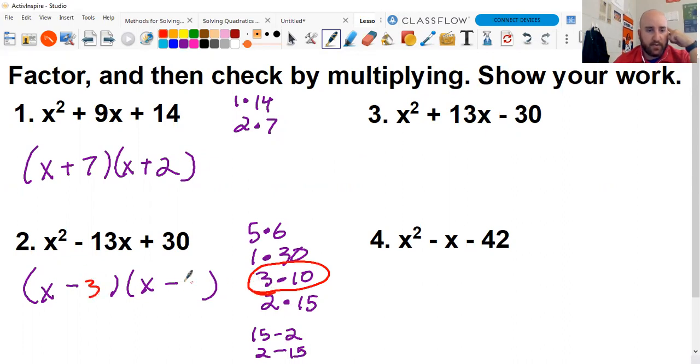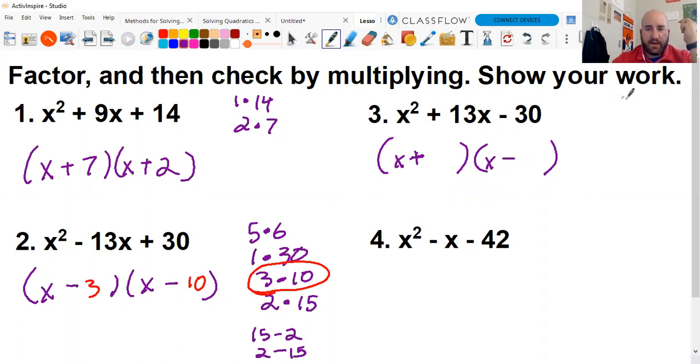Again, I could do 3 and 10 or 10 and 3. Doesn't matter. Negative 3 times negative 10 is positive 30. Negative 3 plus negative 10 is negative 13. So there's that example. All right, number 3. Now I'm doing plus minus. Since 30 is negative, I know I got to use opposite signs. So 1 is x plus, 1 is x minus.